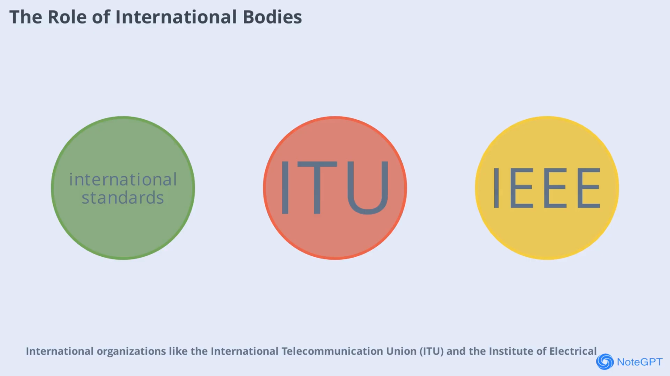International organizations like the International Telecommunication Union, ITU, and the Institute of Electrical and Electronics Engineers, IEEE, play a vital role in developing and maintaining communication standards. These bodies bring together experts from around the world to agree on protocols that ensure global compatibility. Their work helps to drive innovation, promote interoperability, and support the growth of communication networks worldwide.